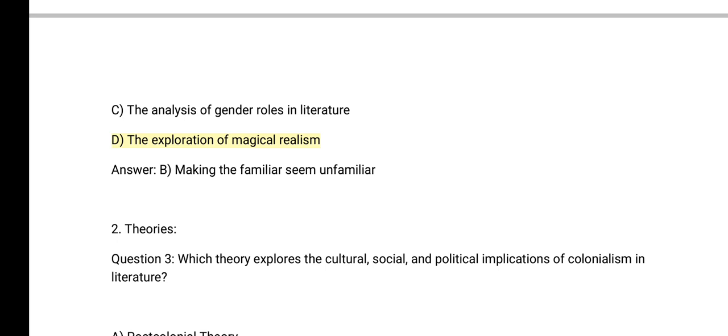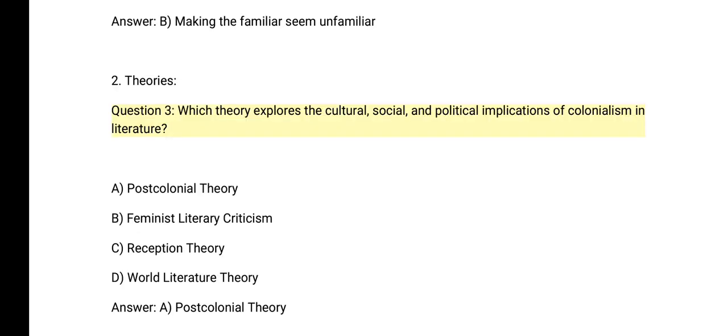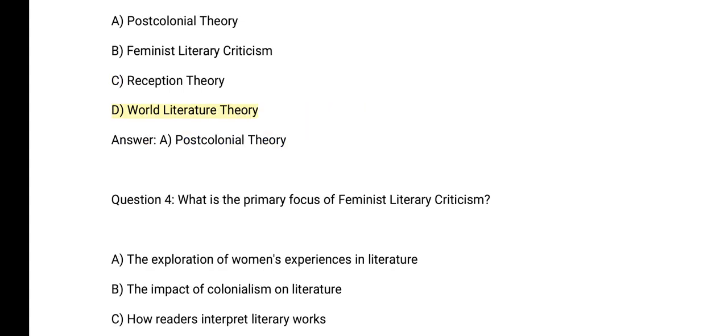2. Theories. Question 3. Which theory explores the cultural, social, and political implications of colonialism in literature? A. Postcolonial theory. B. Feminist literary criticism. C. Reception theory. D. World literature theory. Answer. A. Postcolonial theory.